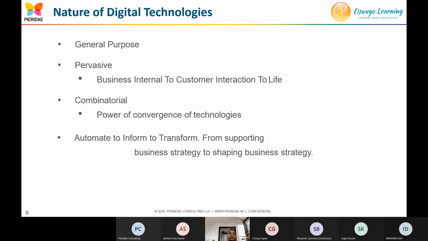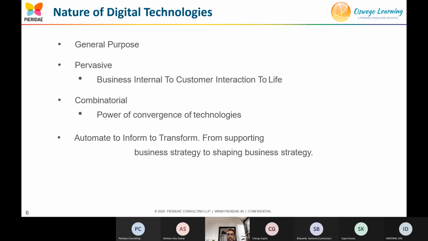You can combine multiple technologies together, mobile with cloud. You can combine cloud with artificial intelligence algorithms. You can combine and get a result out of that. Right. So there are three distinctive characteristics of digital technologies: general purpose, pervasive, combinatorial. Okay. Any questions on these three terms: general purpose, pervasive, combinatorial? Okay.